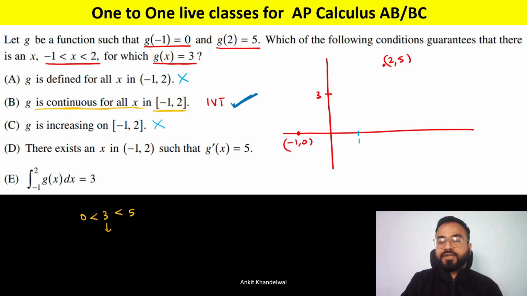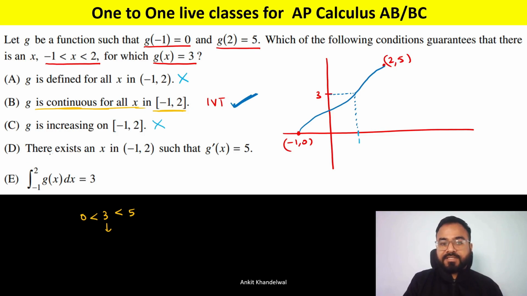So from here we can say that this condition guarantees it. If g is continuous, this condition guarantees it, because if you draw a continuous function from here to here, you can see that there will be 3. At 3 there will exist one input value. It can be more than one input value also, but at least one input value will lie. So this second condition guarantees it.